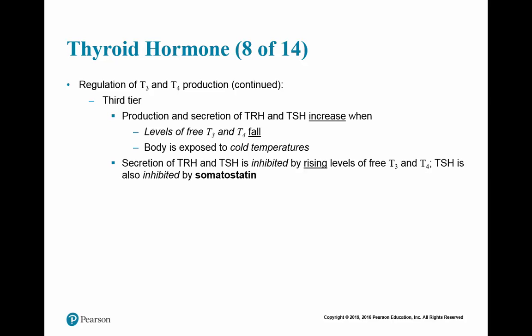The third tier would be the production and secretion of thyrotropin releasing hormone and thyroid stimulating hormone. That will increase when the levels of free T3 and T4 fall, or your body is exposed to very cold temperatures. The third tier also happens when the secretion of TRH and TSH is inhibited, because you've got rising levels of T3 and T4. And the TSH can also be inhibited by the hormone somatostatin.